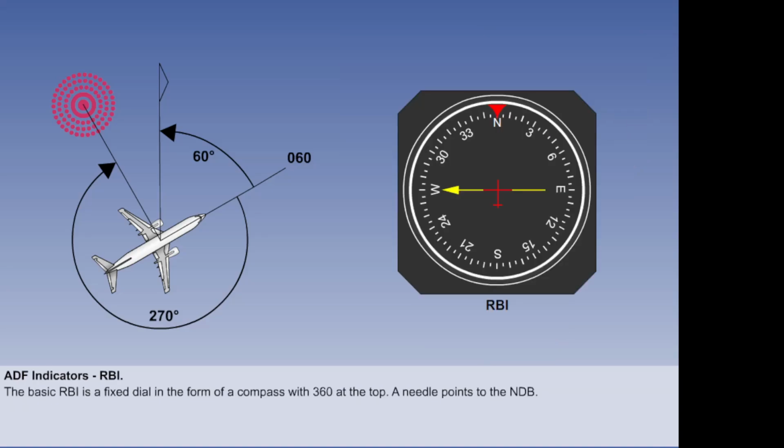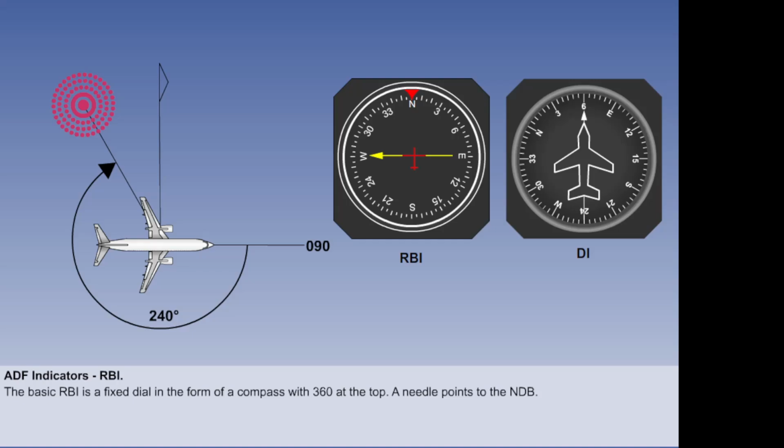The most basic instrument is the RBI, which has the points of the compass presented around the dial, with 0 or 360 degrees at the top. This is not a heading indicator, and it does not state in which direction the aircraft is flying. Simply that the aircraft nose is at 360 degrees, and the NDB is in the direction of the needle.